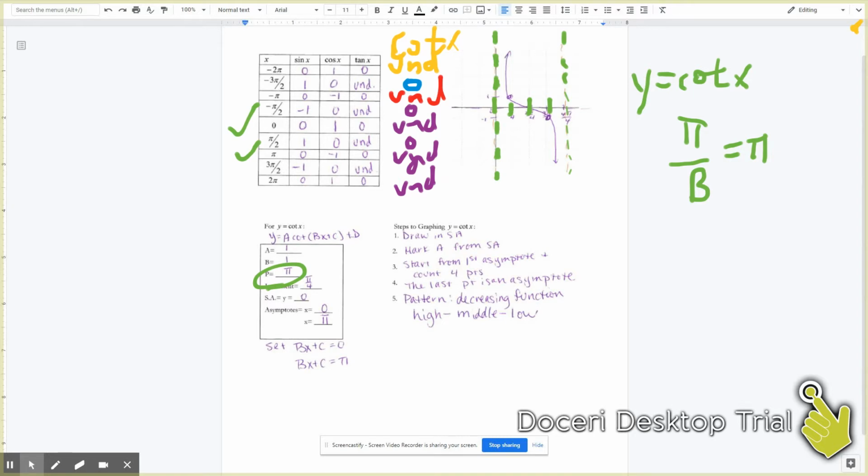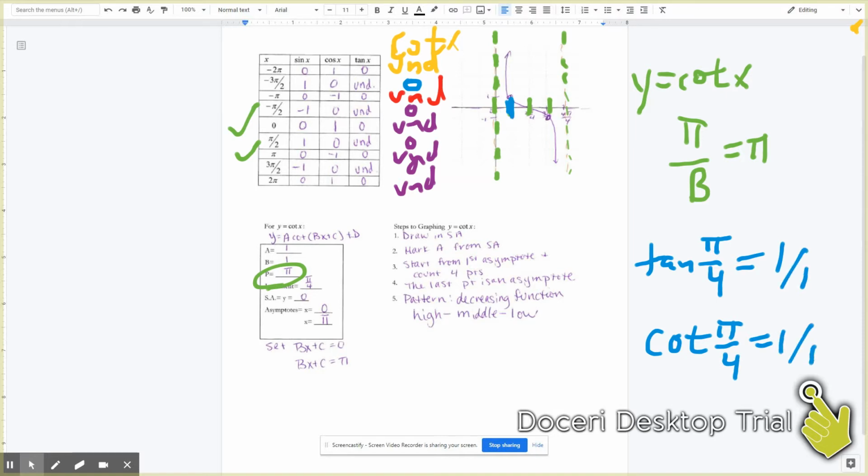Now, if we look at the 3 other points, it makes a lot of sense if we think of what the tangent of these values are. All right, so right here in blue is pi over 4. So the tangent of pi over 4 is equal to 1, which means the cotangent of pi over 4 would also equal 1, because 1 is equal to 1 over 1. And if you flip that, the reciprocal is 1. So wherever tangent would have a high point, cotangent would as well, because they're both equal to 1 for that value that you plug in for the angle. And same thing with the low point.